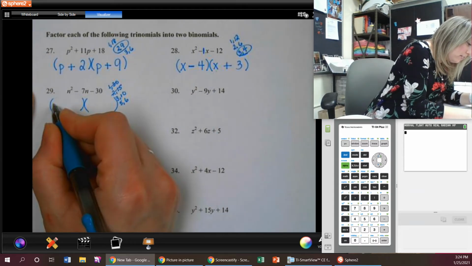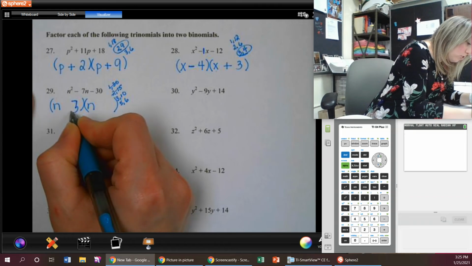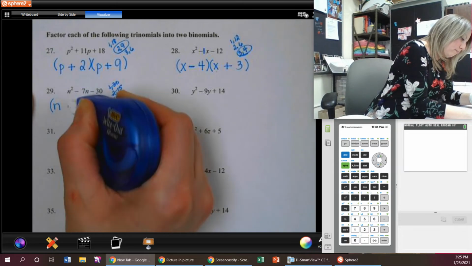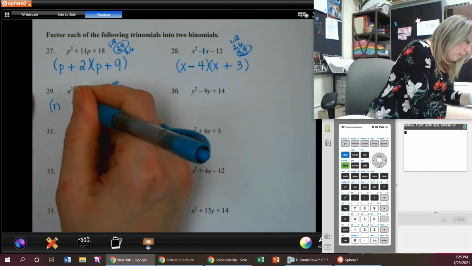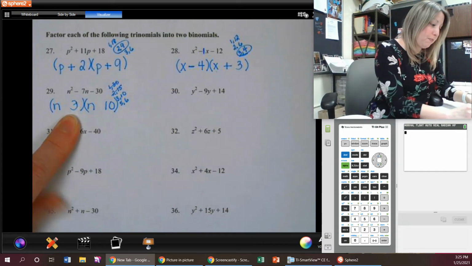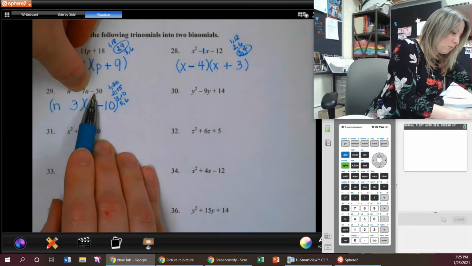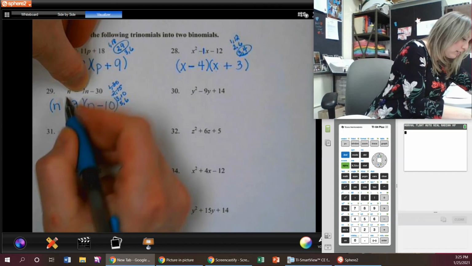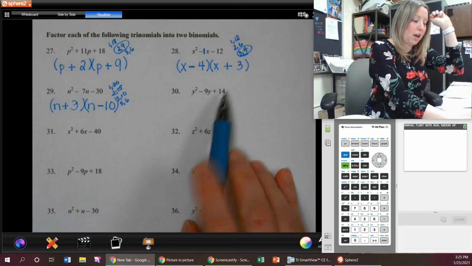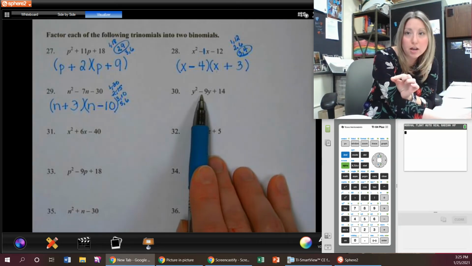So it starts with an N, so N's in the front. 3 and 10 will subtract to give me 7 if the bigger factor, which is 10, has the same sign as the middle. Because your end term is negative, these are different signs, leaving your 3 to be positive. That's how you know. If your end term is positive, they'll be the same signs, and it will be the same sign as the middle.